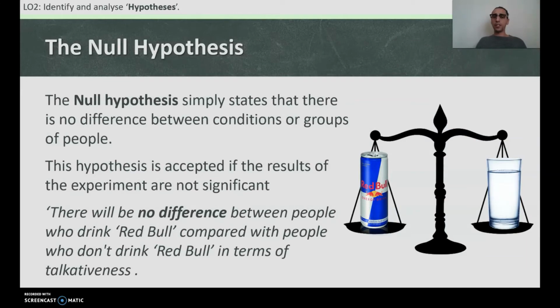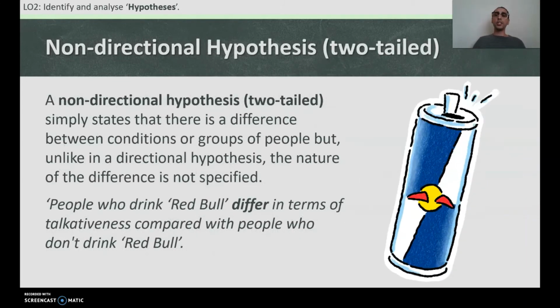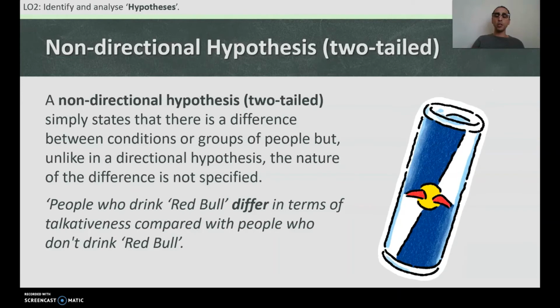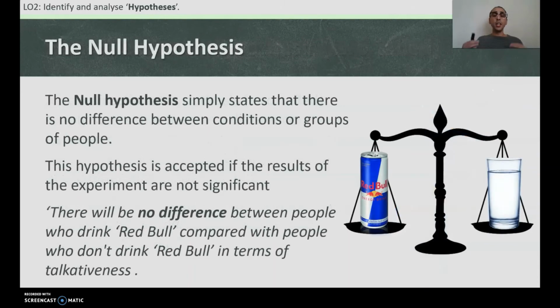The null hypothesis, so there's a third one. So we've got directional, which is one-tailed, which states what direction it's going to be in. For example, the Red Bull will cause you to be more talkative. We've got a non-directional two-tailed hypothesis where you say there will be a difference, but not stating whether that will be more or less, higher or lower, whatever. And there's a null hypothesis.